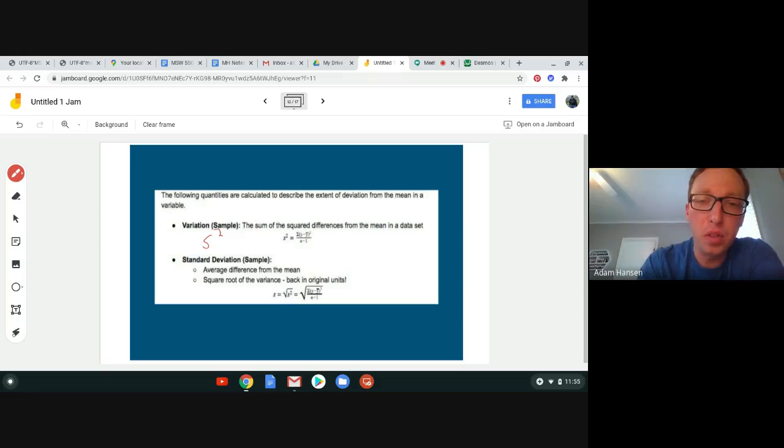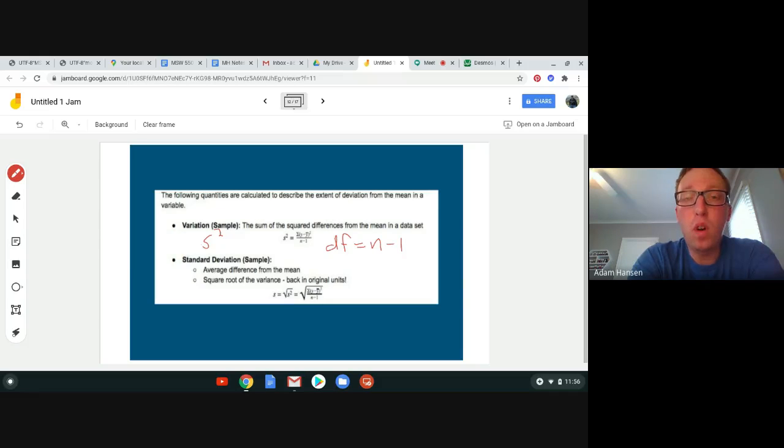A sample has what's called the degrees of freedom. And in a sample of size n, we have n minus 1 degrees of freedom. The reason is we've taken a sample, so there's going to be some error. Those errors can be accounted for by the variation, the differences from the mean.